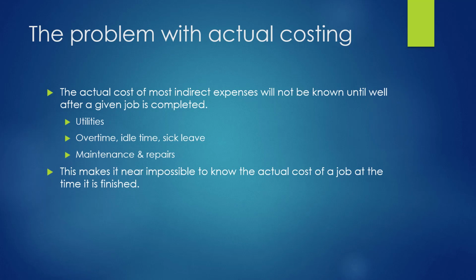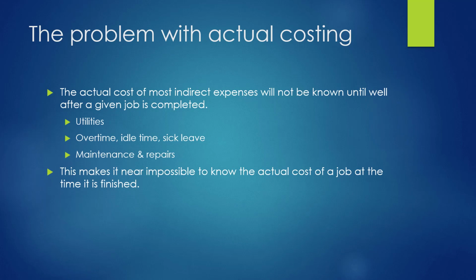So the problem with actual costing in that case is by the time you know what your actual cost is, it's probably so far after the job has been done that your books are going to be missing a bunch of costs that should be in jobs at the time. So what do you do in that situation if it's pretty much impossible to know the actual cost of a job at the time it's finished? You make your best guess.